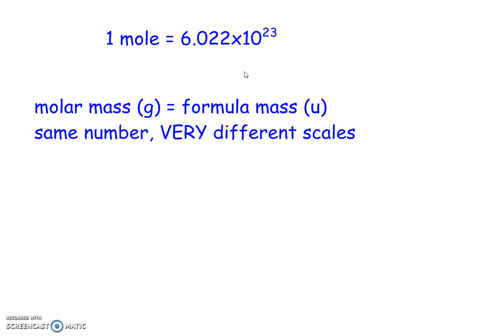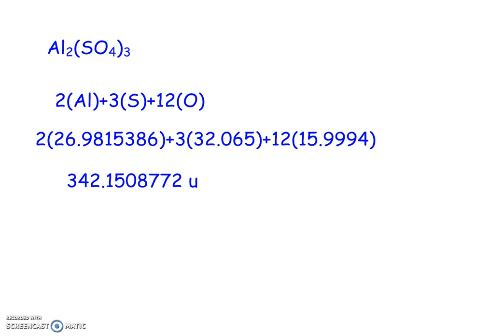So for the aluminum sulfate on the last slide, 1 mole would be 6.022 times 10 to the 23rd formula units of the Al2(SO4)3 and would then have a mass of 342.1508772 grams.